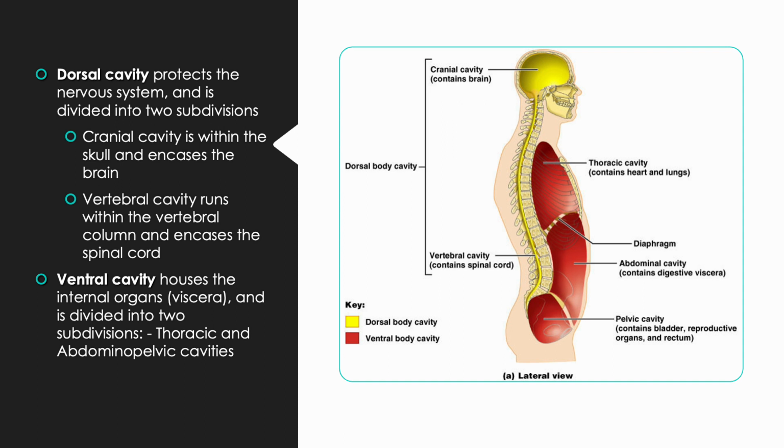The cranial cavity holds the cranium, which is the brain. It's inside the skull. The brain is within that. The vertebral cavity holds the vertebrae or the spine. The ventral cavity, it's on the front of the body, houses the internal organs. This is divided into the thoracic and the abdominal or the abdominal pelvic cavities.